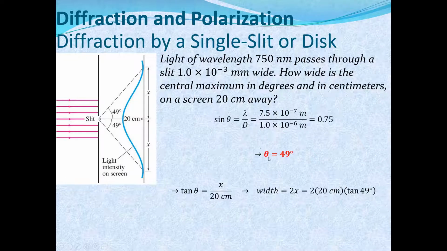Now, to figure out this side, I do want to point out really quick that this is a slight typo. It wants to know the width in degrees. It should be double this. This is the half width. So it should be 98 degrees. Going from here, we're still going to use the 49 degrees, so we can use the tangent theta equation to figure out what this side is. When we do that, we get that the width is 46 centimeters, because we take that and then double it.